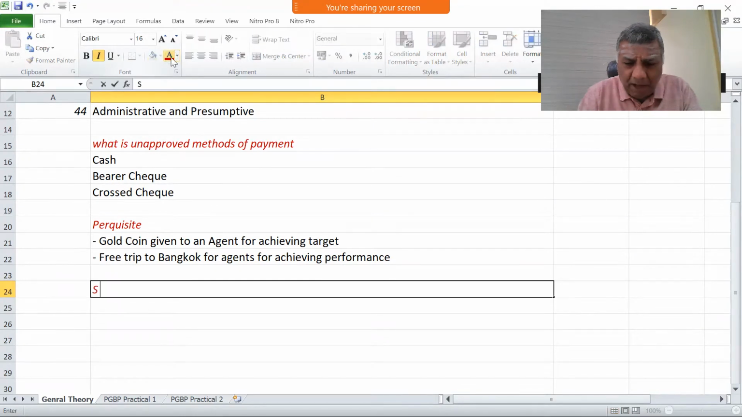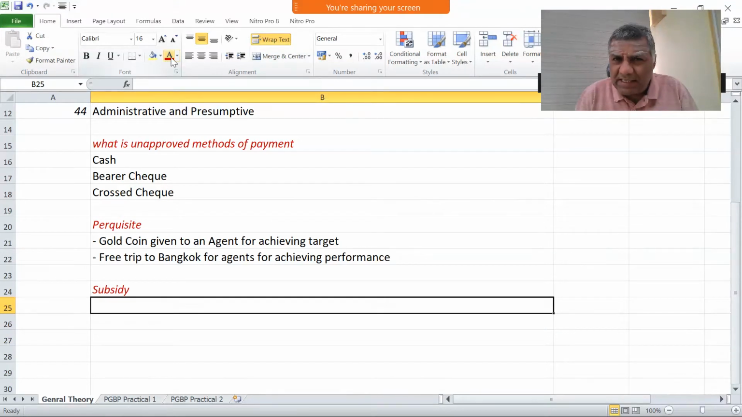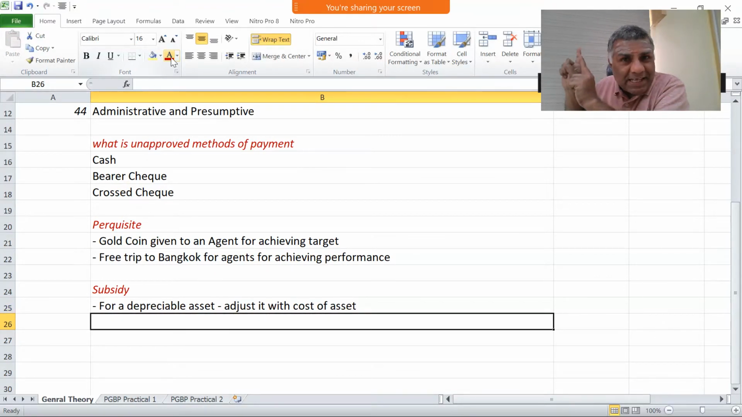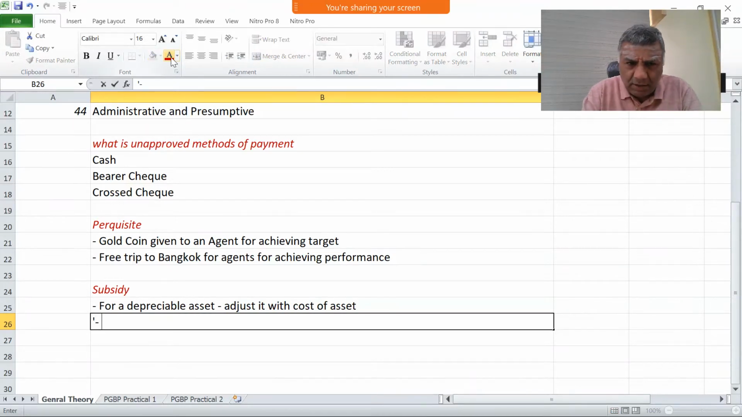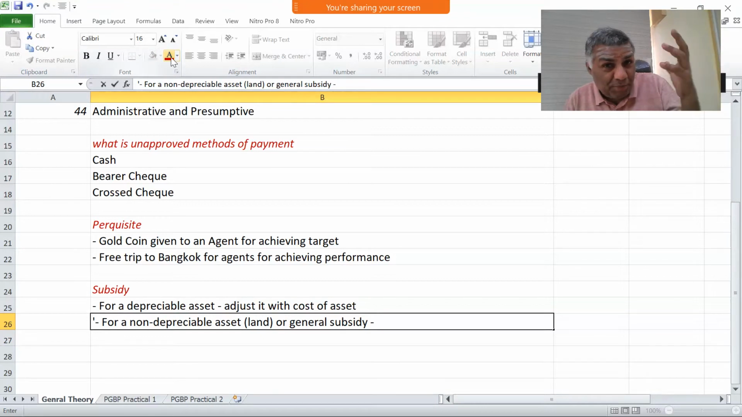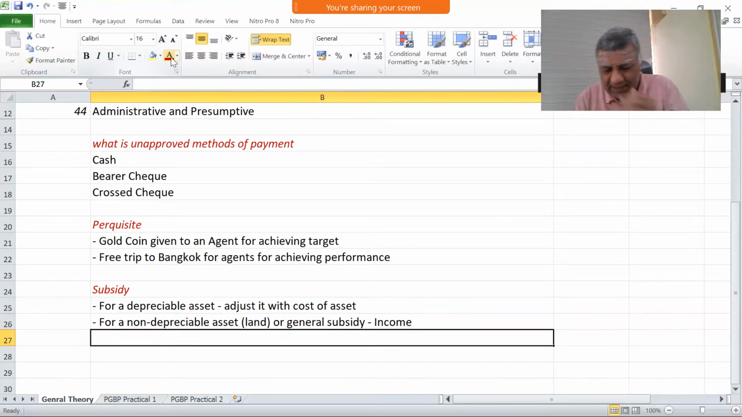And the last part of the discussion is subsidy. Like our compensation, if the subsidy is for a depreciable asset, it is adjusted with the cost of the asset. For a non-depreciable asset, for example land, or a general subsidy, the promoter's contribution subsidy will be treated as income.